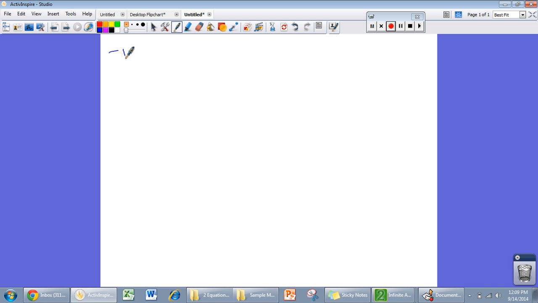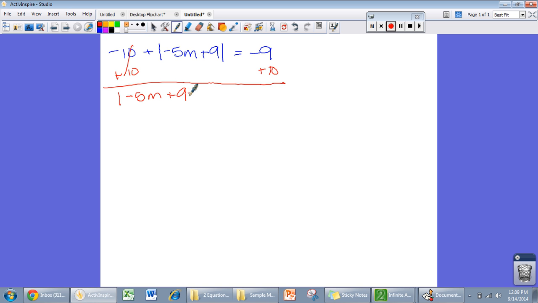We have negative 10 plus the absolute value of negative 5m plus 9 equals negative 9. We need to start out by isolating the absolute value portion of the equation. So we're going to add 10 to both sides. This cancels out. We get the absolute value of negative 5m plus 9 equals positive 1. At this point, we've isolated the absolute value.